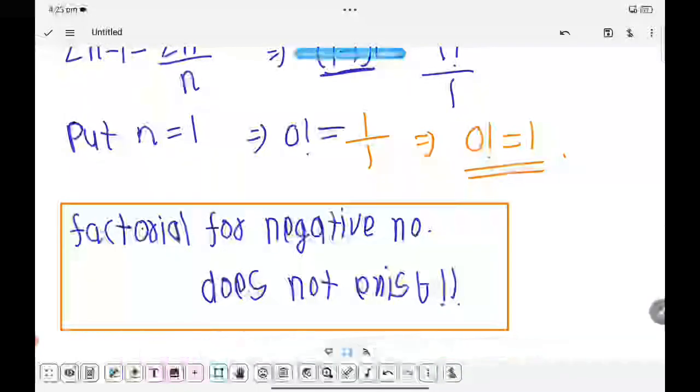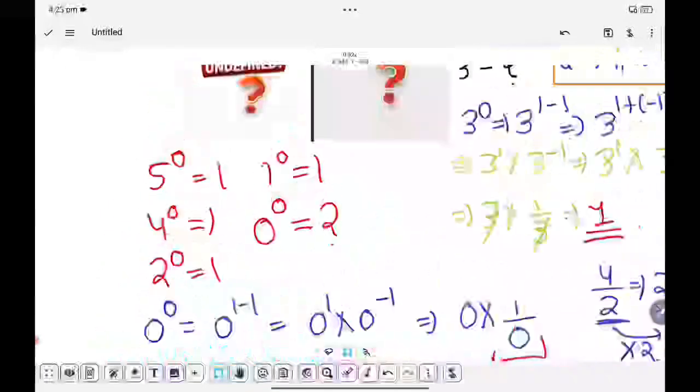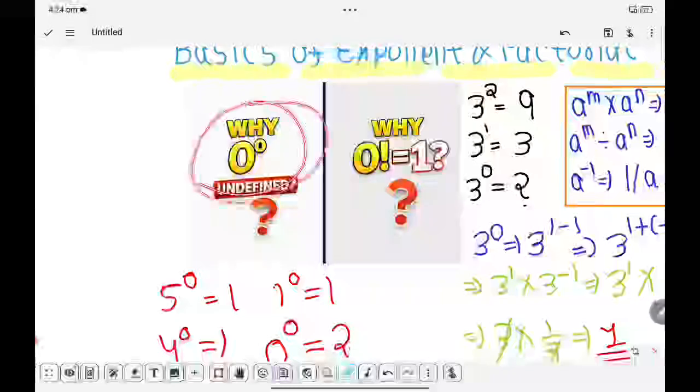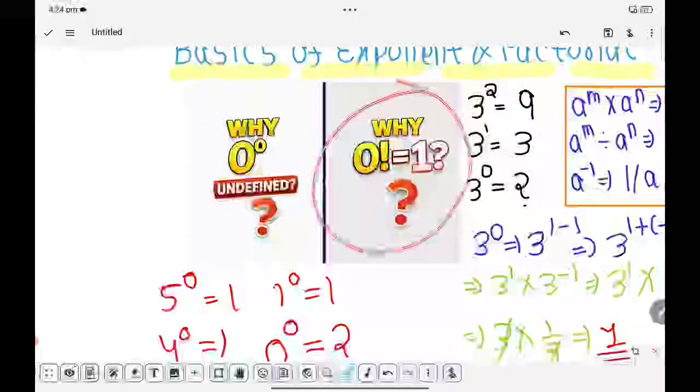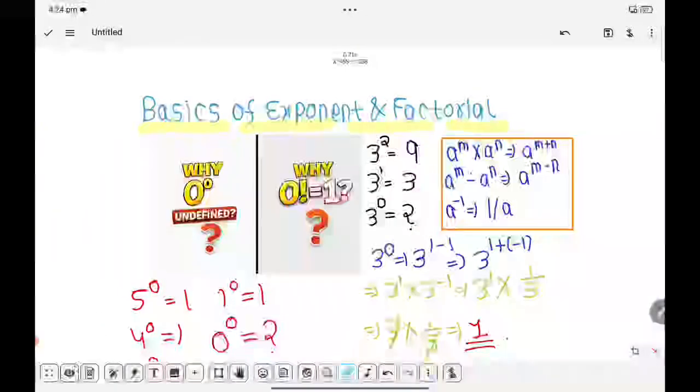Understood? So now I hope that the basics of exponent and factorial have been cleared. Now I hope you have gone through the beautiful logic behind why 0 to the power 0 is undefined and why 0 factorial is 1. So guys, I hope you have understood the basics.